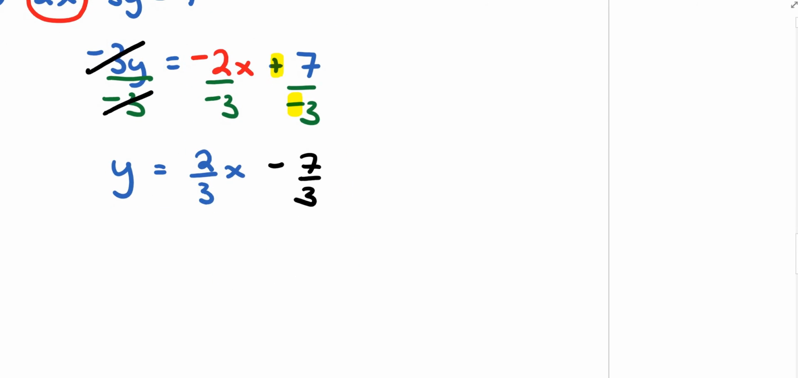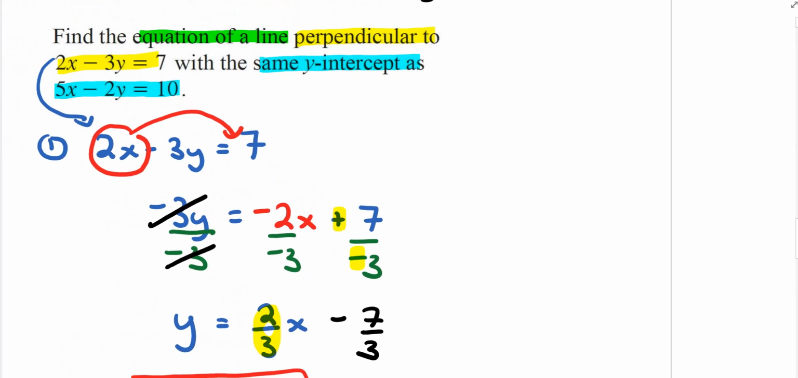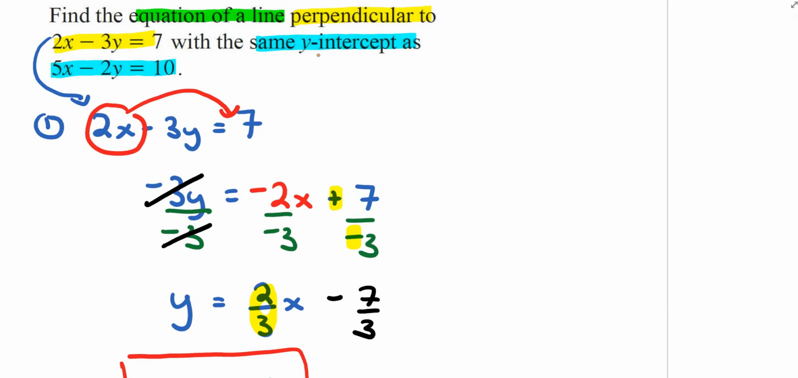All right, so there's my equation of my line, and since it's perpendicular to that, the slope that I'm looking for is the negative reciprocal of this. So if the slope is 2/3, the negative reciprocal of that is going to be negative 3 over 2. All right, so I will definitely need this slope for later on in the problem. Okay, after that, let's go ahead and deal with the y-intercept situation here. It has the same y-intercept as this line right here.